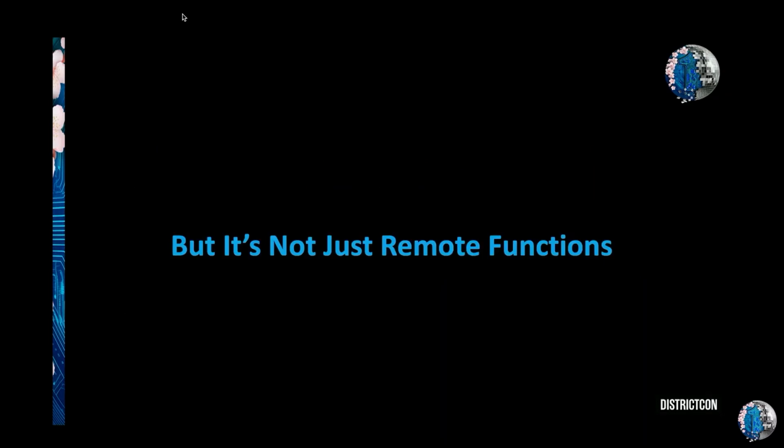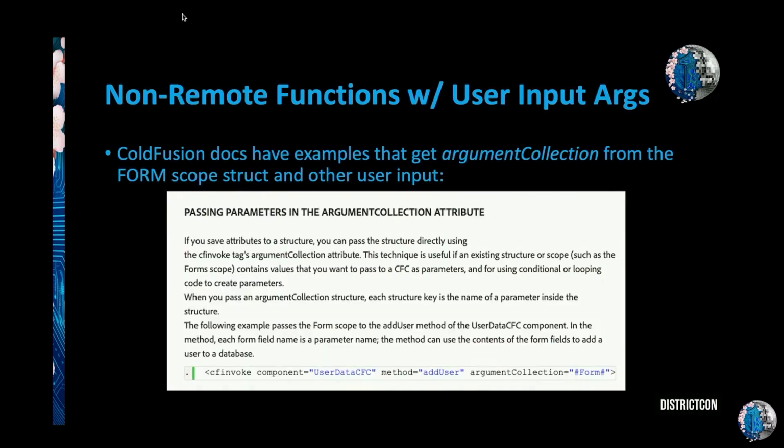However, it's more than just remote functions. I was looking at ColdFusion documentation, and one of the things they talked about was even for your local functions or your public functions or your private functions, you can pass in some entire user-controlled struct as your argument collection.